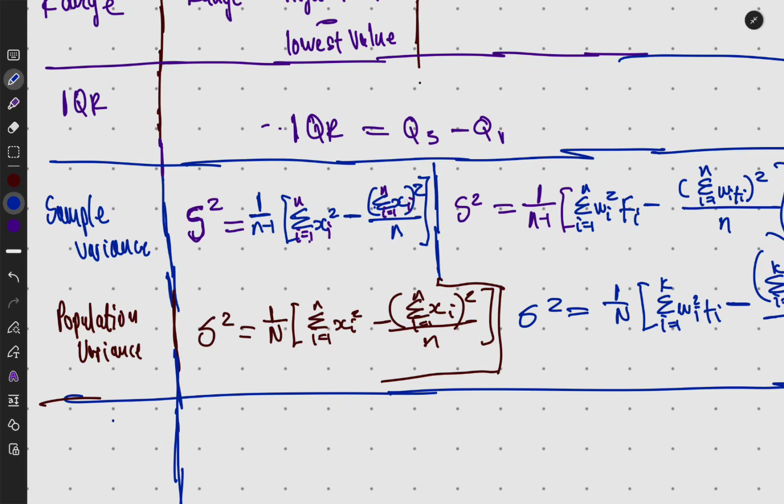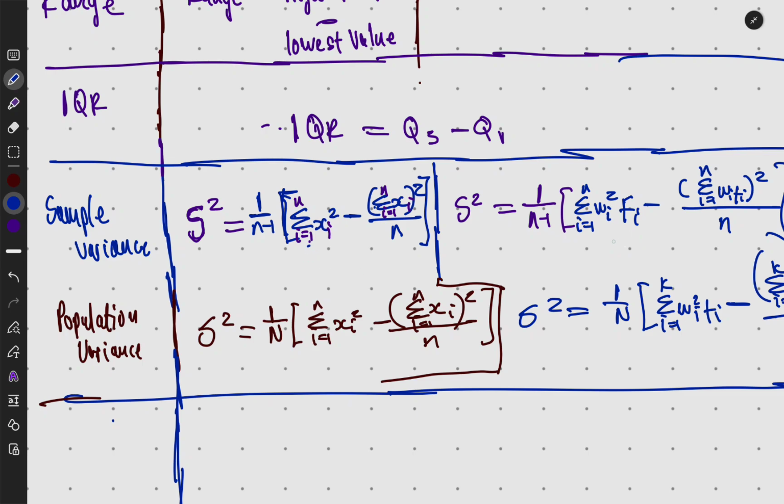Then here you first sum, you square outside. Then you divide by n. Look, and it's all inside this one big bracket. How could you forget that formula? Please practice it. And for here, instead of x, you're putting wf.